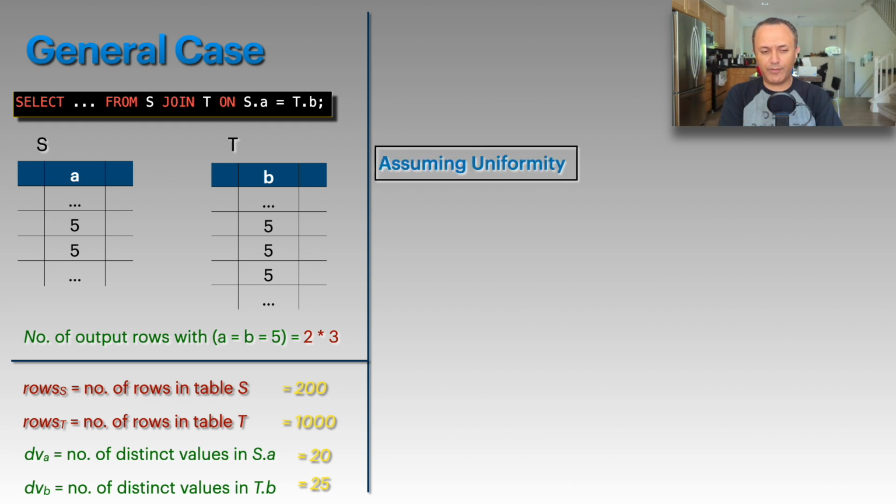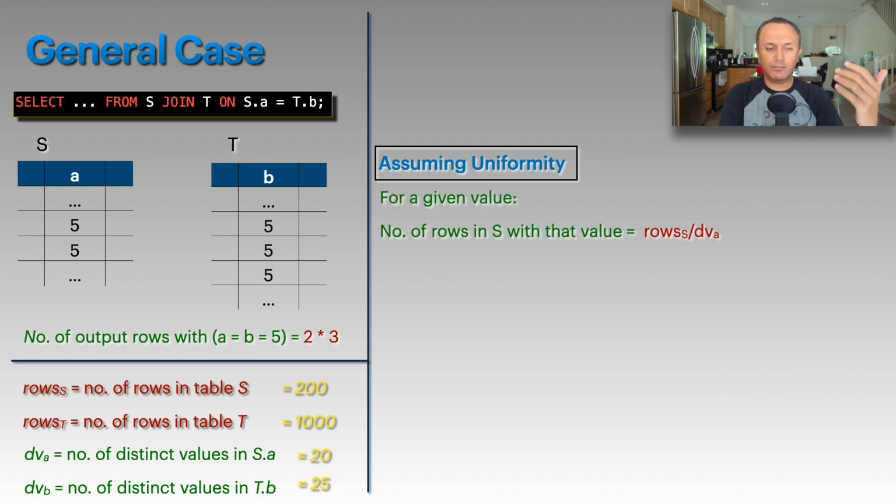Since this is all the information that we have, we're going to have to assume uniformity, as we've done before in the past. Because we have the number of rows and the number of distinct values, we can estimate roughly how many rows contain the same value. So for a given value, the number of rows in S with that same value is going to be equal to the total number of rows divided by the number of distinct values. So it's going to give us 10.